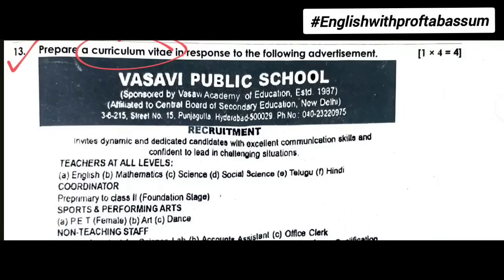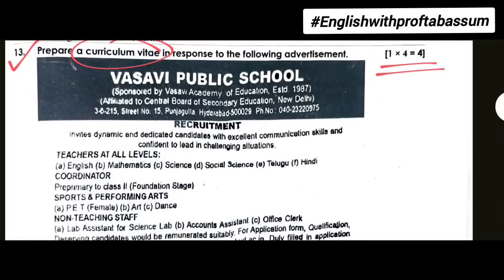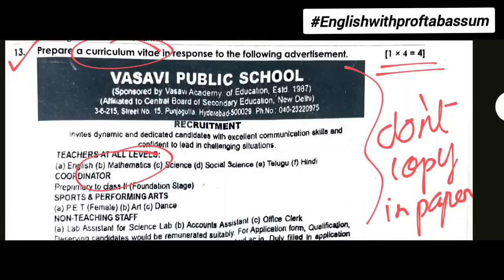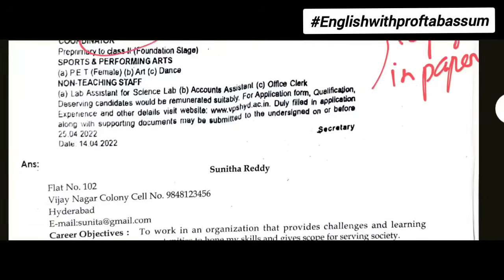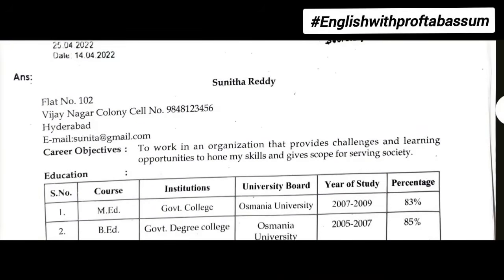You have to prepare a curriculum vitae, that is job CV. It is for total 4 marks. Here an advertisement of Vasavi Public School is given. You can choose any one subject. I have chosen maths and then create a CV. In the exam, you must not copy this advertisement. In your LMR, most of the answers are wrong, like name, address, phone number, email. The side headings are not there.